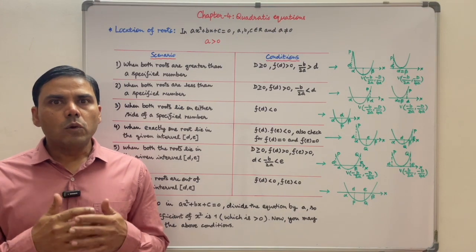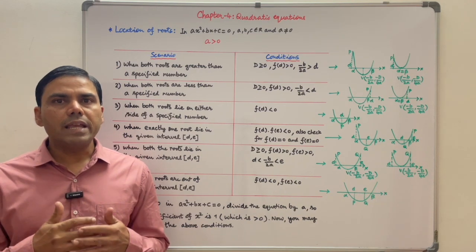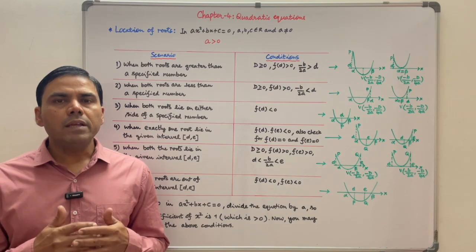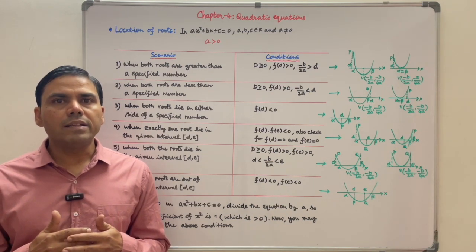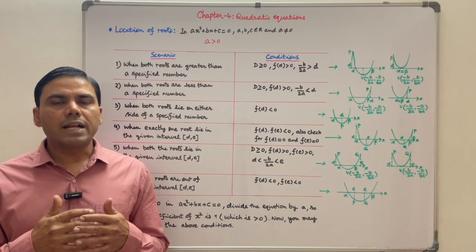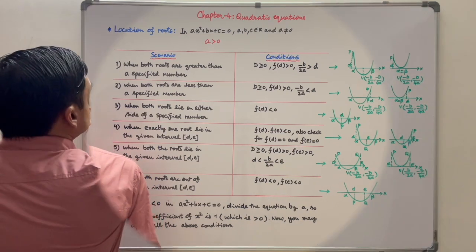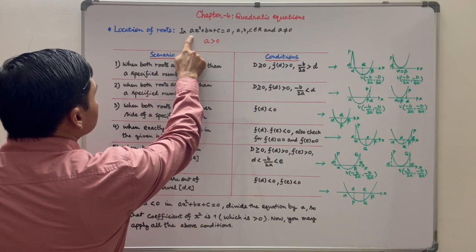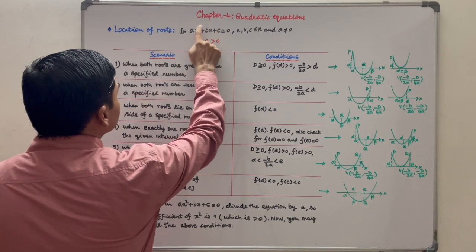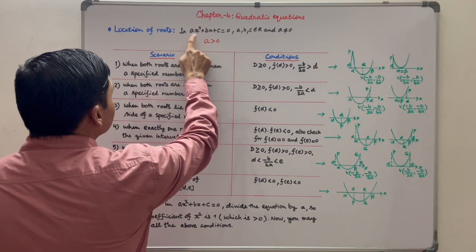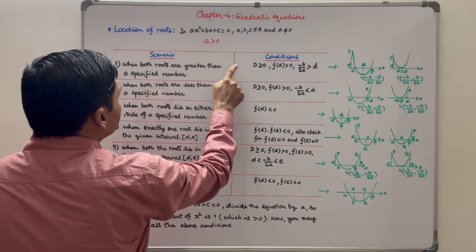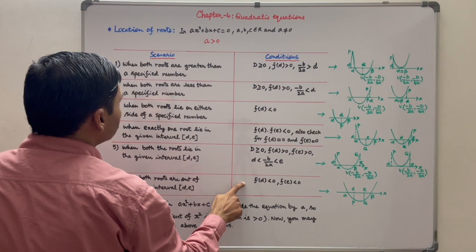Let us understand location of roots in a quadratic equation ax² + bx + c = 0, where a, b, c are real and a is not equal to 0. We will consider 6 scenarios and write the corresponding conditions. Here it is assumed that a is greater than 0. If a is less than 0, then we need to divide both sides of the equation by a, so that the coefficient of x² is 1, which is greater than 0. Then we can apply all these conditions.